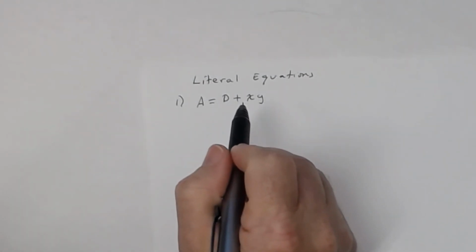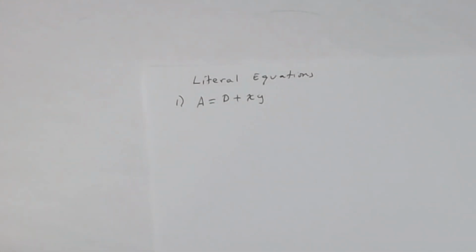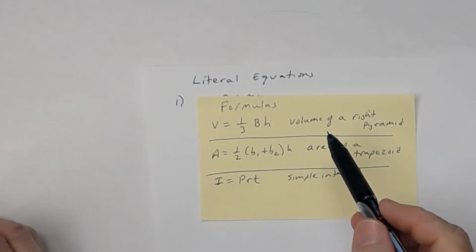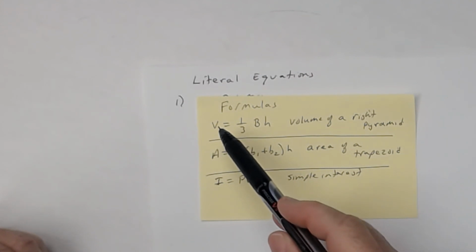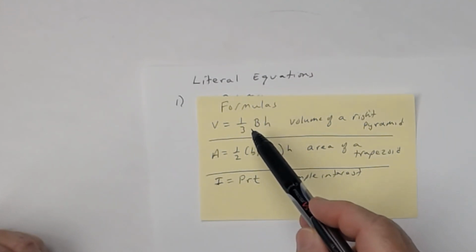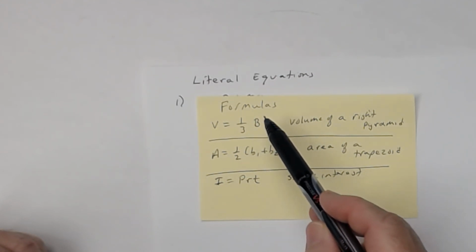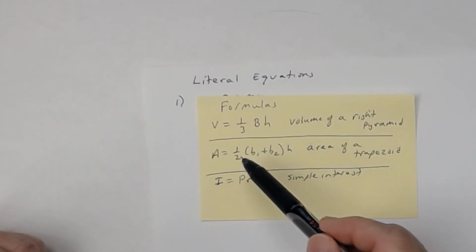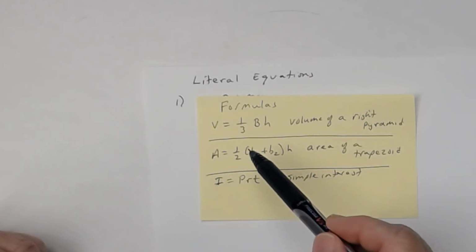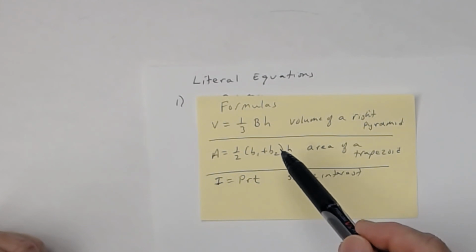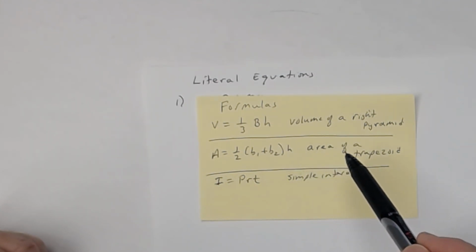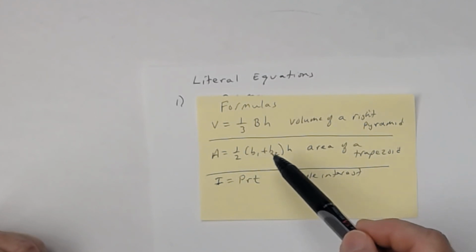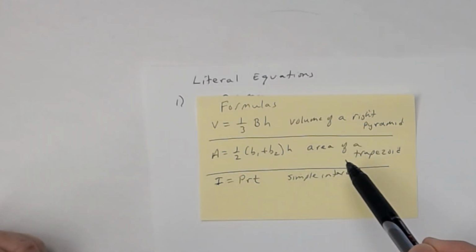Now, literal equations are not necessarily formulas in the sense that you think of. When you think of formulas, you think of something that you've had before in geometry or financial math. So for example, V equals 1/3 capital B times the height, where capital B means the base. That's the volume of a right pyramid. Here's another formula that you probably remember from geometry: A equals 1/2 times (B sub 1 plus B sub 2) times the height, and that's the area of a trapezoid. A stands for area, B1 and B2 are the lengths of the bases, and H is the height of the trapezoid.